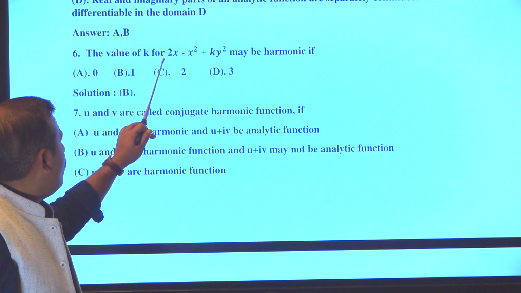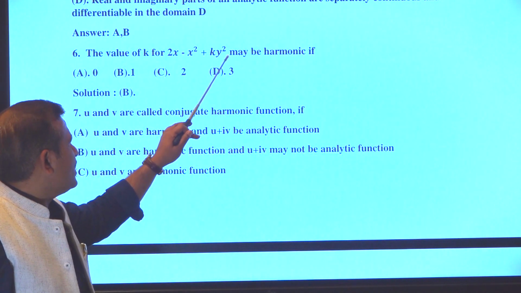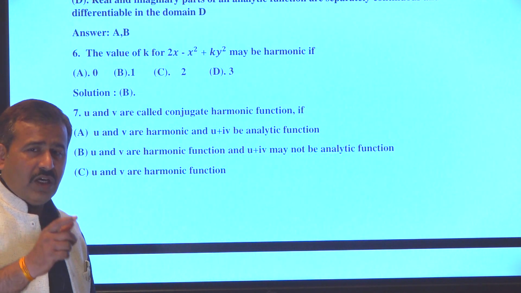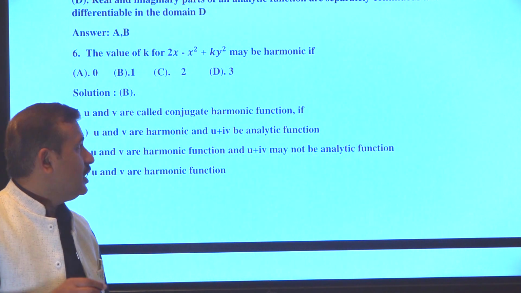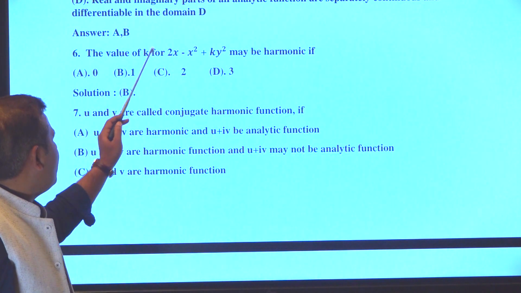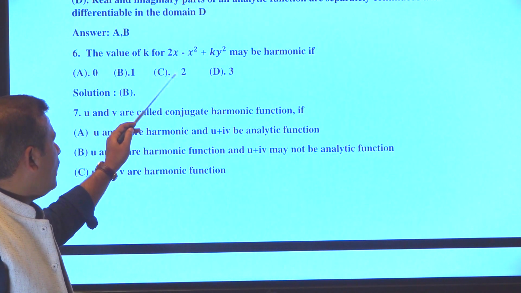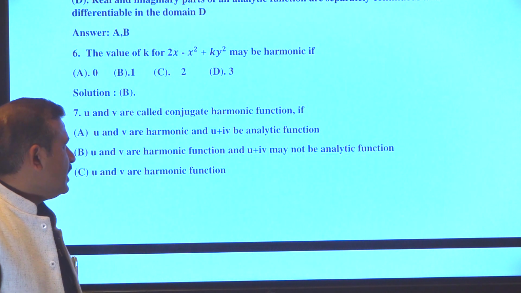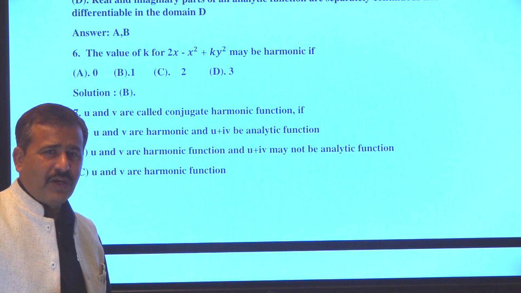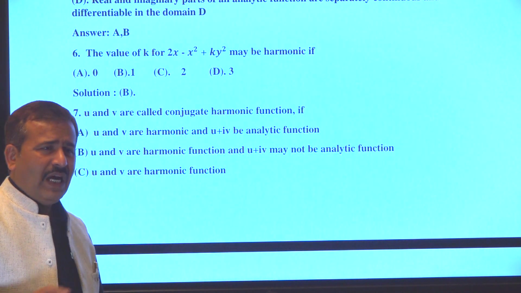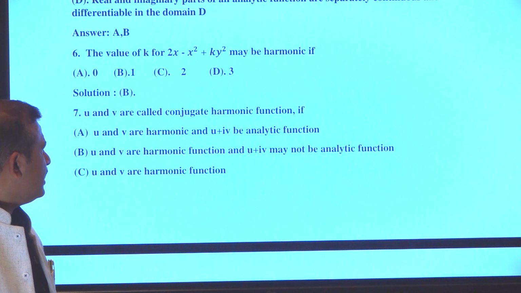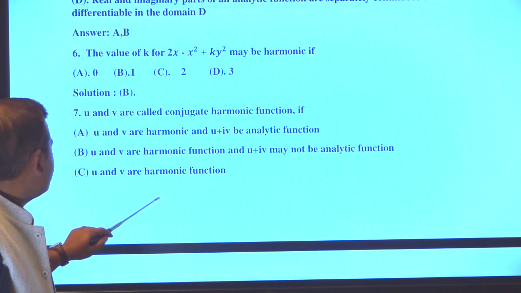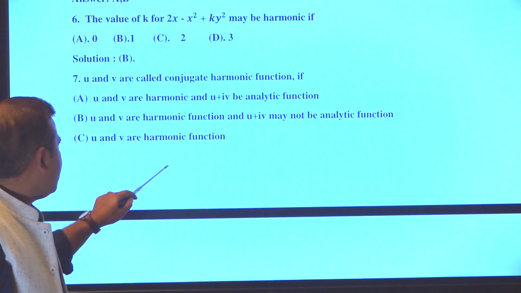The value of k for which 2x minus x square plus k y square may be harmonic, if... So just go through the process of harmonic functions, because here you will define u and v, and only u is given here. So just satisfy del square u upon del x square plus del square u upon del y square equal to 0, and by substituting the values you will find the value of k. So here I think B is the correct option, and you just go through the solution part and then check it.